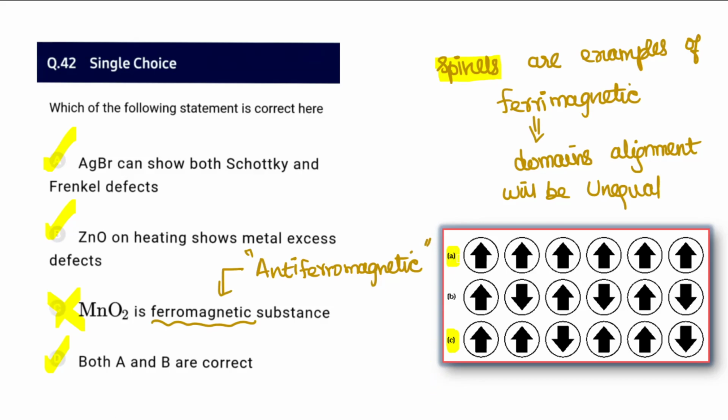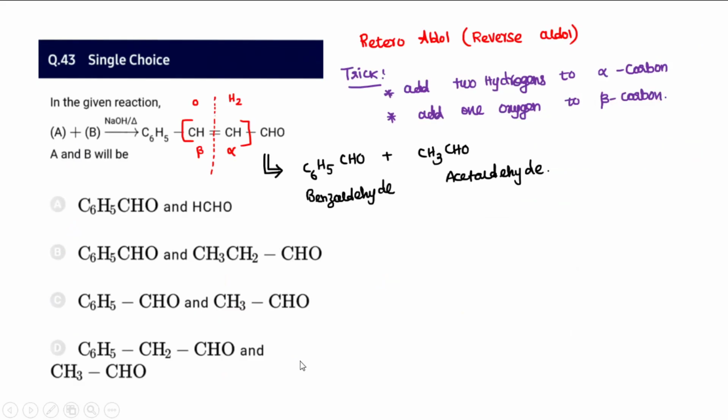So A is for ferromagnetism, where all domain alignments are in the upward direction, the second one is ferrimagnetism and then antiferromagnetism. So ferri and then antiferromagnetism. Okay, so therefore MnO2 is an antiferromagnetic substance. So the option for this is that both A and B are correct. Okay, that is correct. Option D is correct.